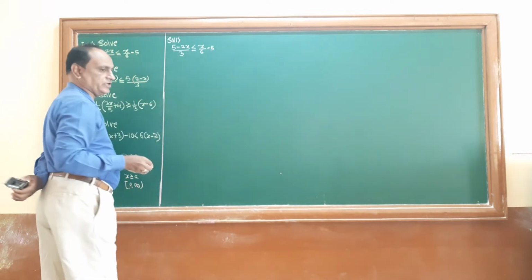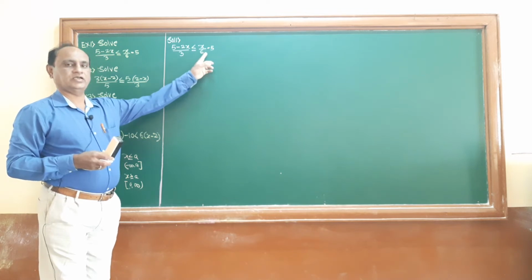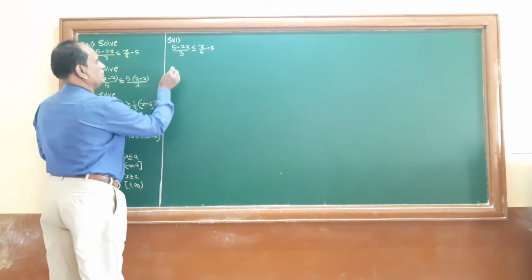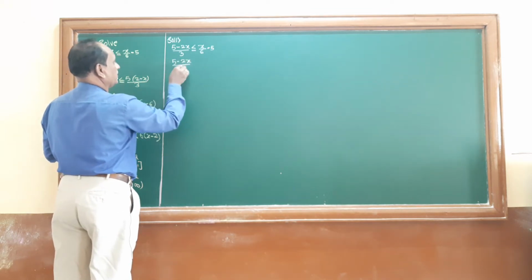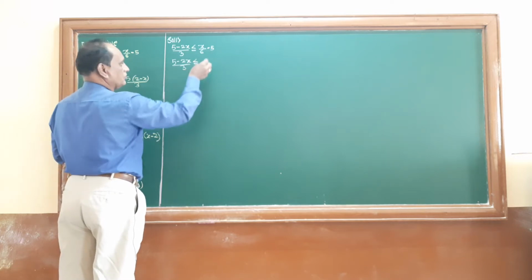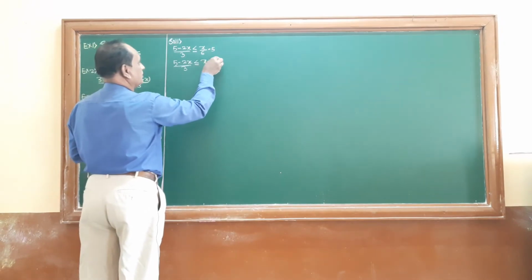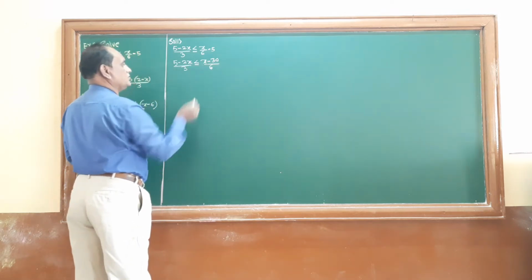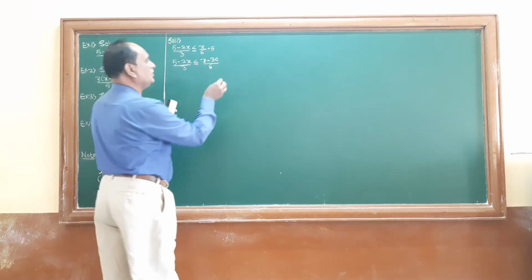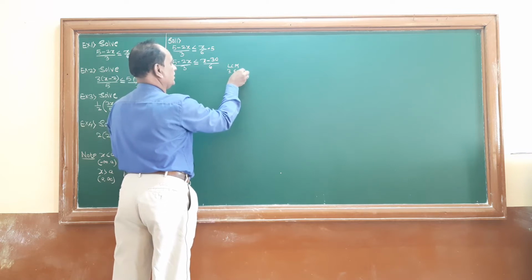First your duty is to take out the LCM. LCM is 6. So 5 minus 2x divided by 3 is less than or equal to, taking LCM 6, x minus 30 divided by 6 totally. Then you have to find the LCM of 3 and 6. The LCM of 3 and 6 is again 6.